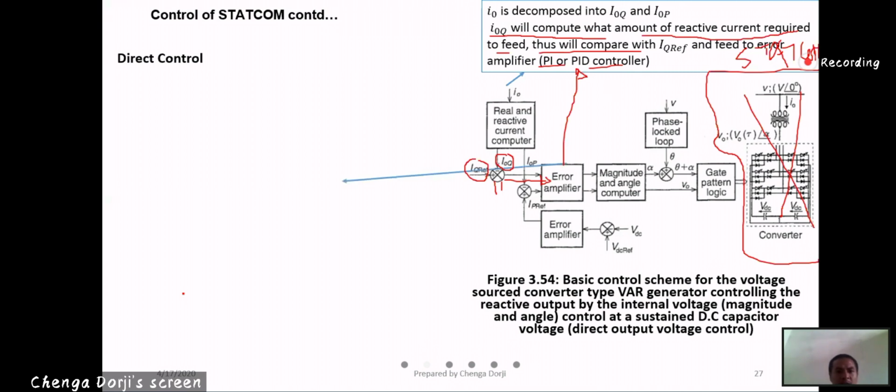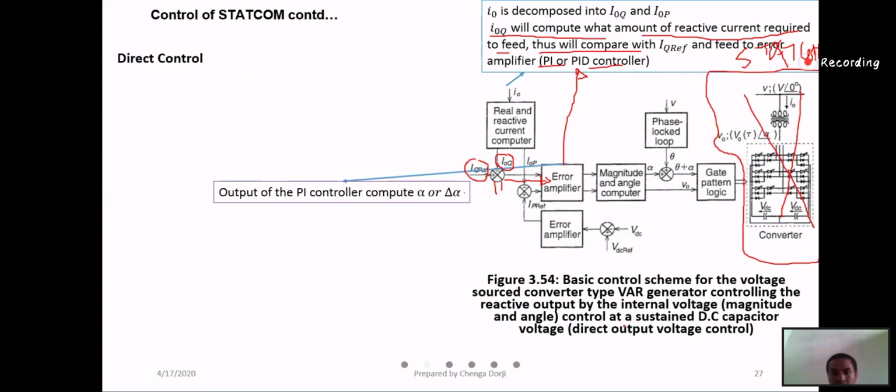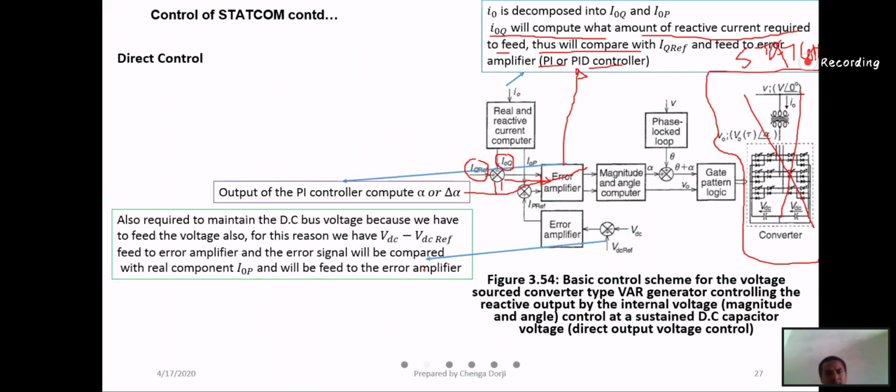Then the second part: the output of this PI controller can be either alpha or delta alpha. Another point is that in indirect control we don't require this DC voltage. In indirect control we had three inputs: V, IO, and another one. Now the fourth input to this direct control is this VDC.